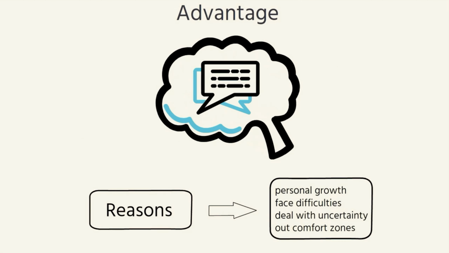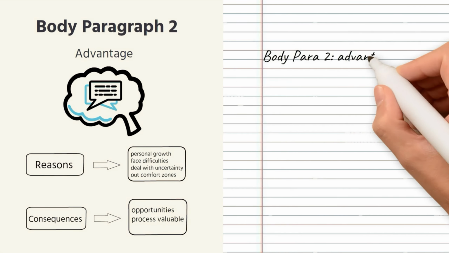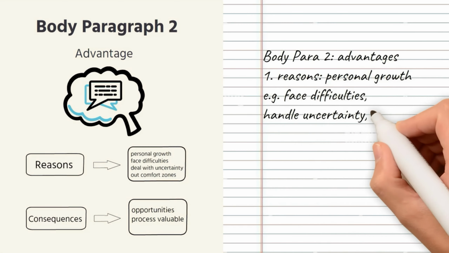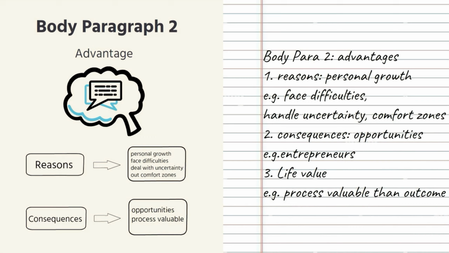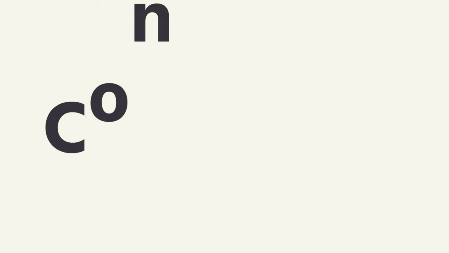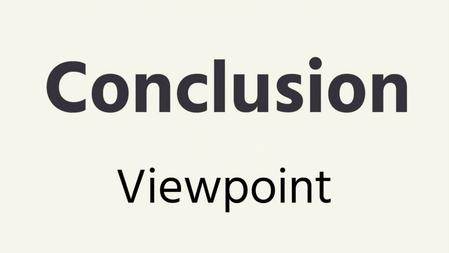Actually, when this whole thinking process happens in your brain, it will probably be processed in your mother tongue, just to translate it into English and write it down. So here, body paragraph 2, plan pros. First, personal growth. Second, leads to opportunities. Third, life value. Conclusion. Based on the above analysis, emphasize your personal view one more time.